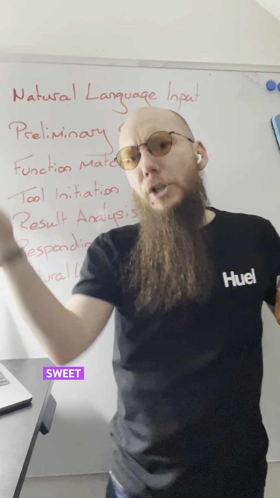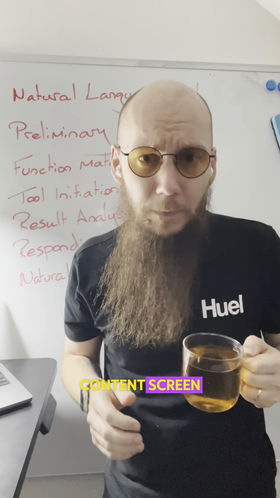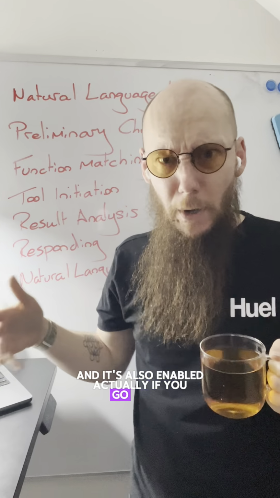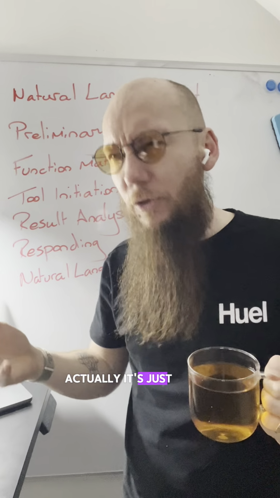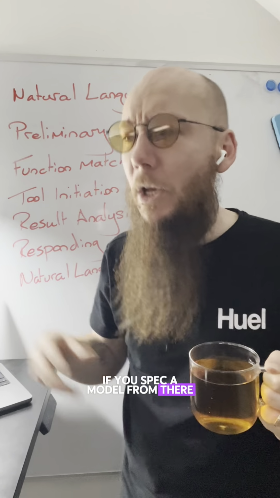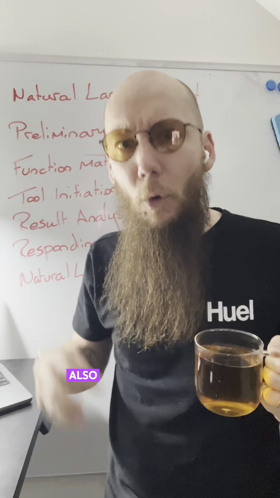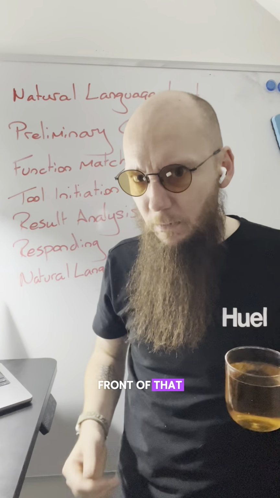This large suite of machine learning models is called the Azure AI Content Safety. And it's also enabled, actually, if you go ahead and build models using AI Agent Foundry. Actually, it's just called AI Foundry these days, isn't it? If you spec a model from there, you have, by default, also enabled this series of machine learning models in front of that.